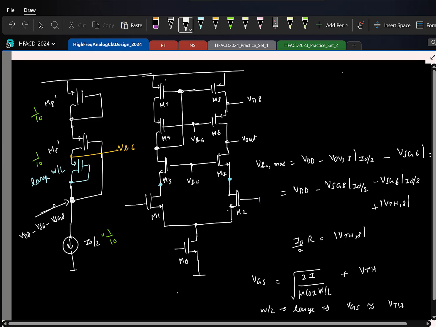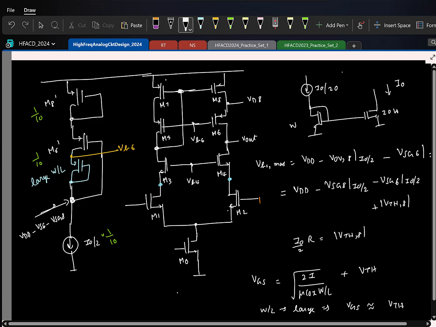Okay, the question is, let's say you have a reference current of I0 by 20 given, right? Then I can size this transistor 20 times W so that the current here is I0. You'll have a reference current and you size up the transistors accordingly to generate any required current.